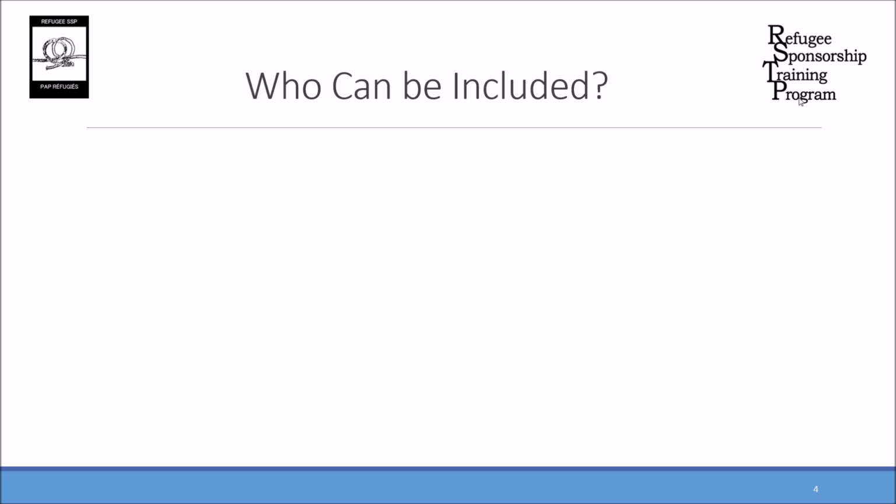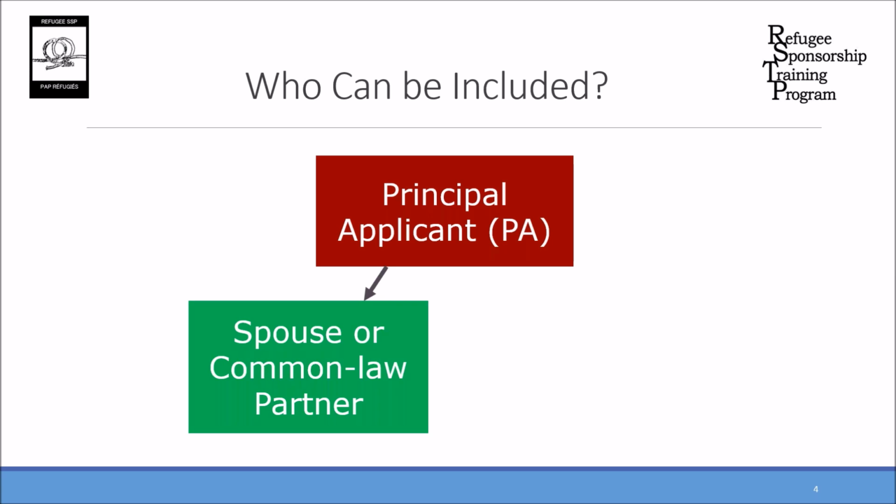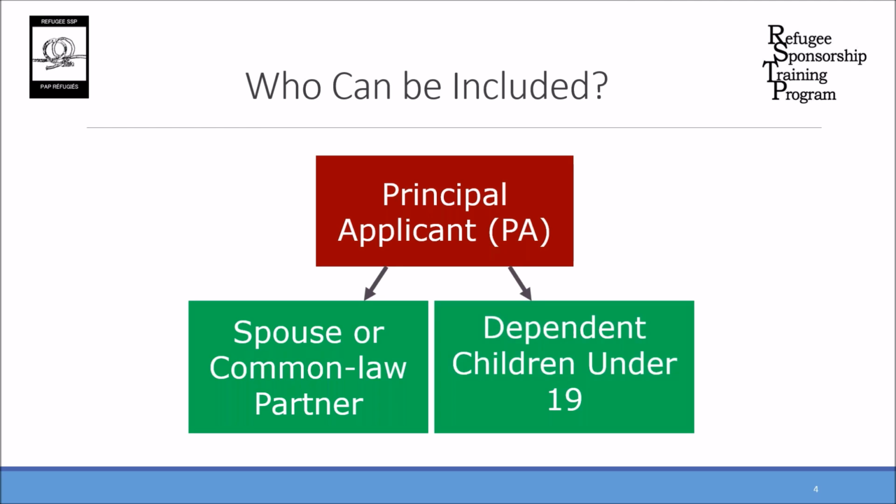A quick recap of who can be included on a single application package. Any person who meets IRCC's definition of a family can be included on the same application package. IRCC defines a family as the following: a principal applicant, a principal applicant's spouse or common law partner, and any dependent children under the age of 19.